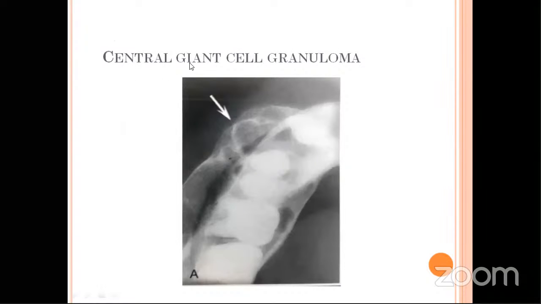And this is a type of granuloma, that is central giant cell granuloma, which appears as multilocular radiolucencies. Multilocular radiolucency may appear as a honeycomb type, soap bubble type, or tennis racket type. Tennis racket is when the small loculations inside are very tiny, if they are a little bigger it is honeycomb, and if they are even bigger it is soap bubble.